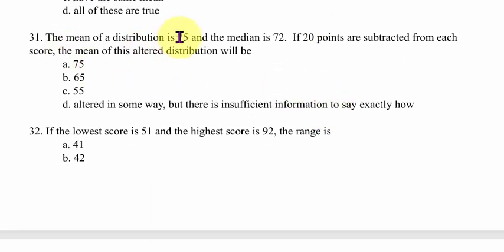So the mean of the distribution is 75 and the median is 72. If 20 points are subtracted from each score, the mean will be altered by how much? Now, let's pick one.